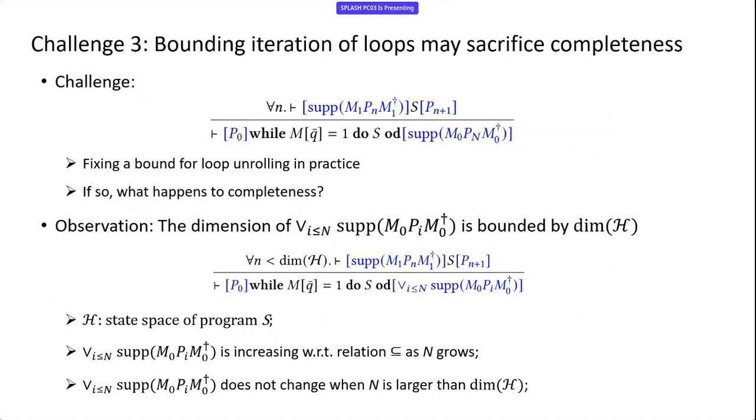We found that we can use the disjunction rule to combine the triples together, and we will get a bounded version like this. For this bounded while rule, the dimension of the logical span support M0 P M0 dagger is naturally bounded by the dimension of H, and H is the state space of program S. So this desired post condition is increasing with respect to the subspace relation as n grows, and it won't change when n is larger than the dimension of H. So we can use this bounded version of the while rule, and we can still keep the completeness.